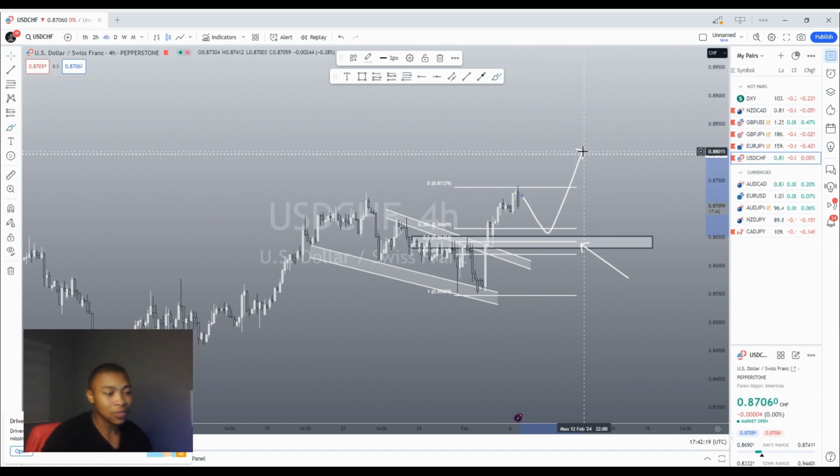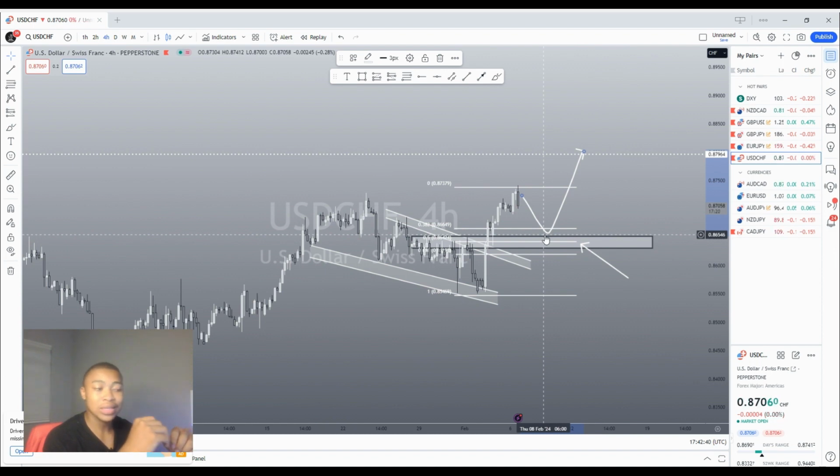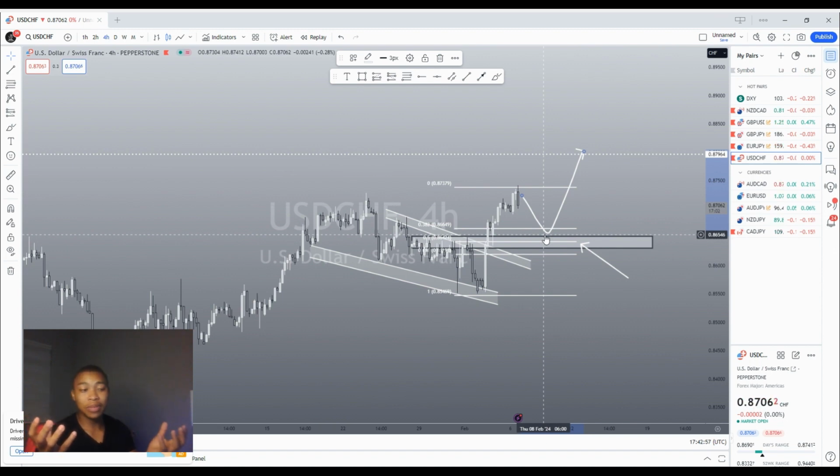So then at this level, what you can look for is any reversal candlestick pattern, whether it's an engulfing candle, morning star, doji, whatever candlestick pattern that lets you know that price is about to turn, or actually momentum has changed. It is no longer in the bullish setup, but it's actually now in the hands of the bears.